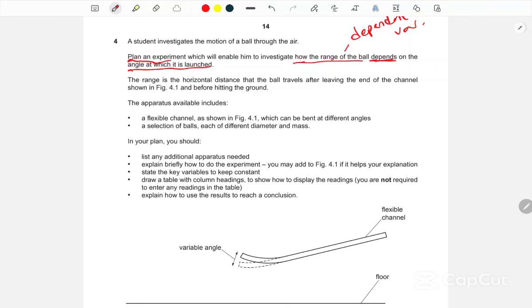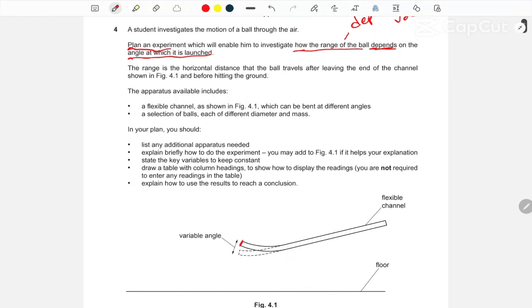The range is the horizontal distance the ball travels after leaving the end of the channel shown. So this is the end of the channel. So the range is how much the ball travels after leaving this channel. So the apparatus available includes a flexible channel, as seen on the diagram, which can be bent at different angles, and a selection of balls, each of different mass and diameters. So we have different types of balls.